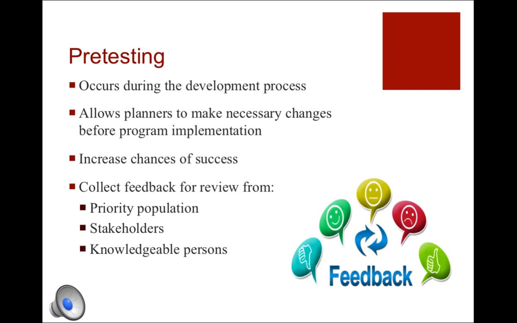In this process, the planner will want to collect as much feedback as possible from individuals within the priority population and with stakeholders. It is wise to also get feedback from people who have advanced knowledge about the program's topics. This will reduce chances of conveying false information. A few feedback questions to consider are: how likely will they use the product? What benefits do they see from using the product? What do they like about it? And what would they change and why? You can refer to page 335 of your textbook for a continued list of feedback questions to ask.